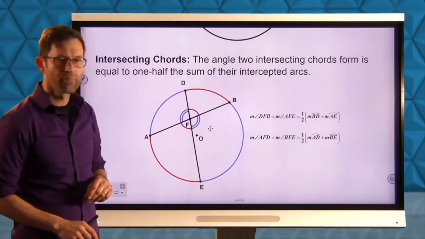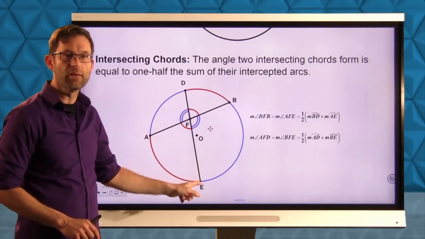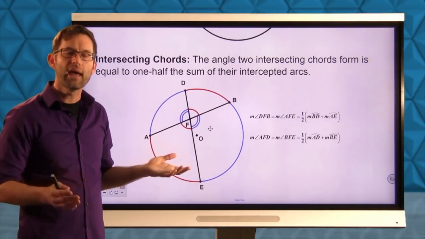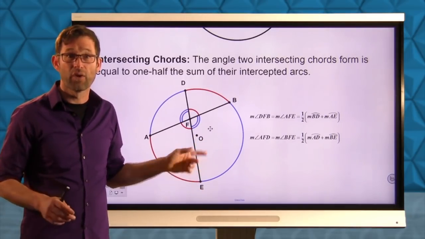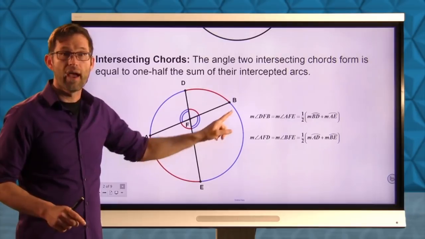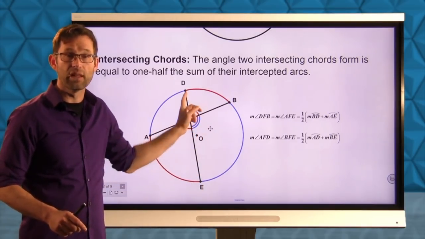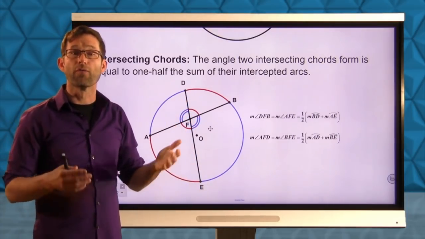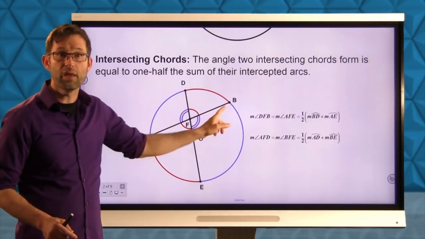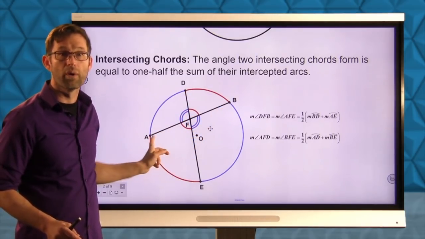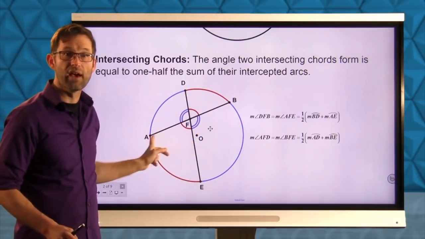Let's take a look. All right, so here we've got chord AB and chord DE, and they're intersecting at F. Now, please note, there's actually four angles here that are created: angle DFB, angle BFE, angle EFA, and angle AFD. But of course, due to the fact that there are vertical angles, the angle here and the angle here are equal. DFB is equal to AFE, and BFE is equal to DFA.